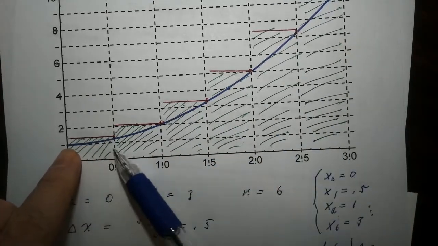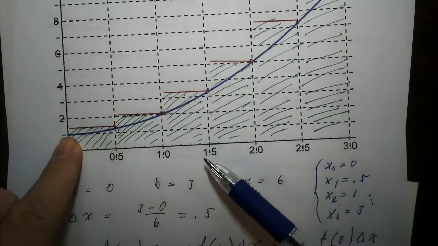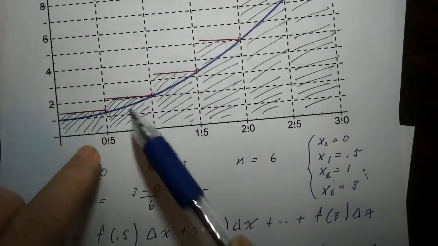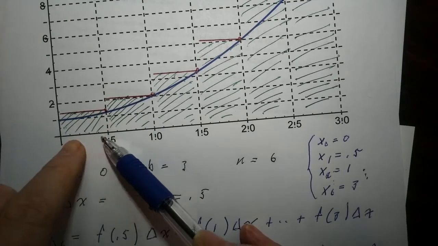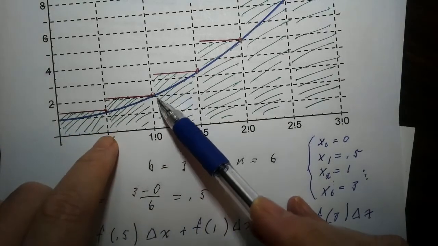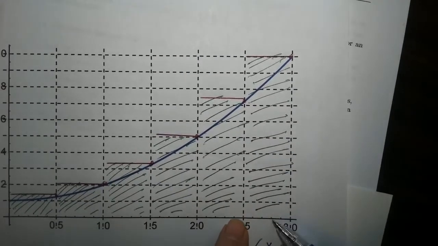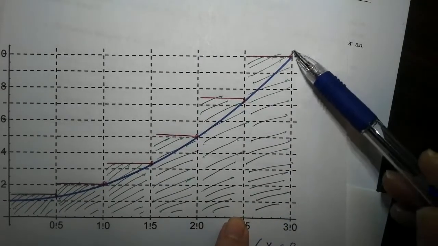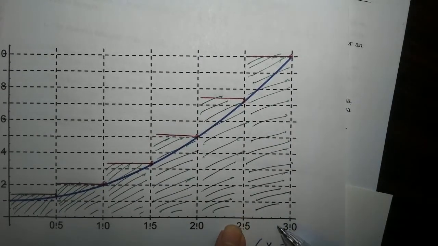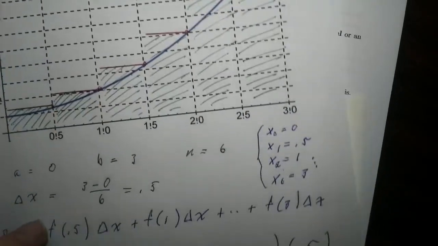So I compute the areas of each of these rectangles and add them together. So I'll have f of 0.5 times delta x plus f of 1 times delta x, and the very last rectangle would be that height, which is f of 3 times delta x, which is 0.5.